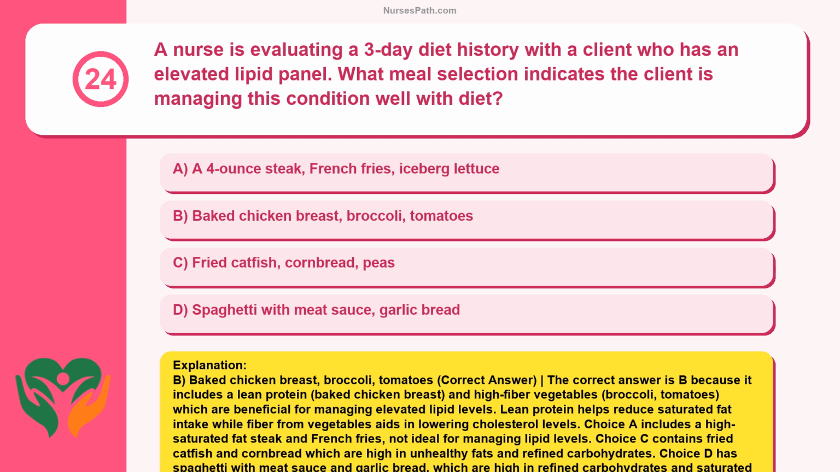Choice A includes a high saturated fat steak and French fries, not ideal for managing lipid levels. Choice C contains fried catfish and cornbread which are high in unhealthy fats and refined carbohydrates. Choice D has spaghetti with meat sauce and garlic bread, which are high in refined carbohydrates and saturated fats, not recommended for someone with elevated lipid levels.